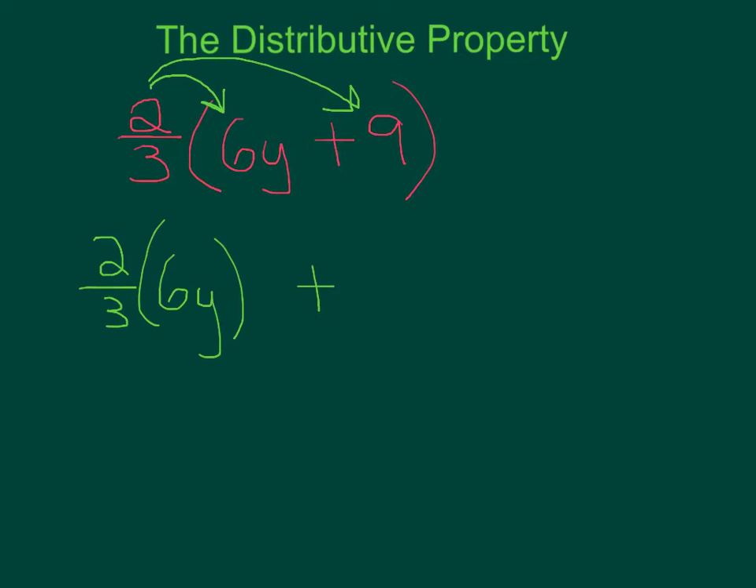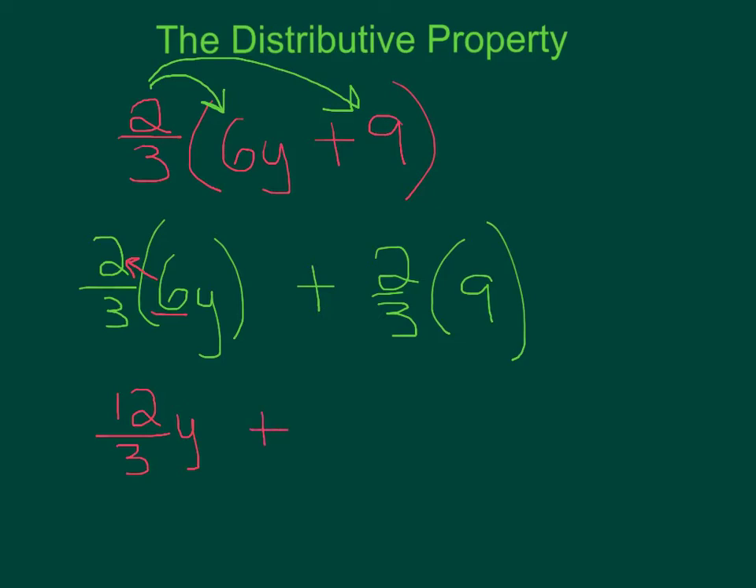And then we also have to do 2/3 times 9. Now, don't freak out by the fractions. These are actually really easy. You can do it a couple of different ways. Anytime you're multiplying a number by a fraction, you're really multiplying it to the top number, which is 12/3 y. Or, instead of multiplying to the top number, you could divide by the bottom number. 9 divided by 3 is 3, and now multiply to the top number, which is 6.